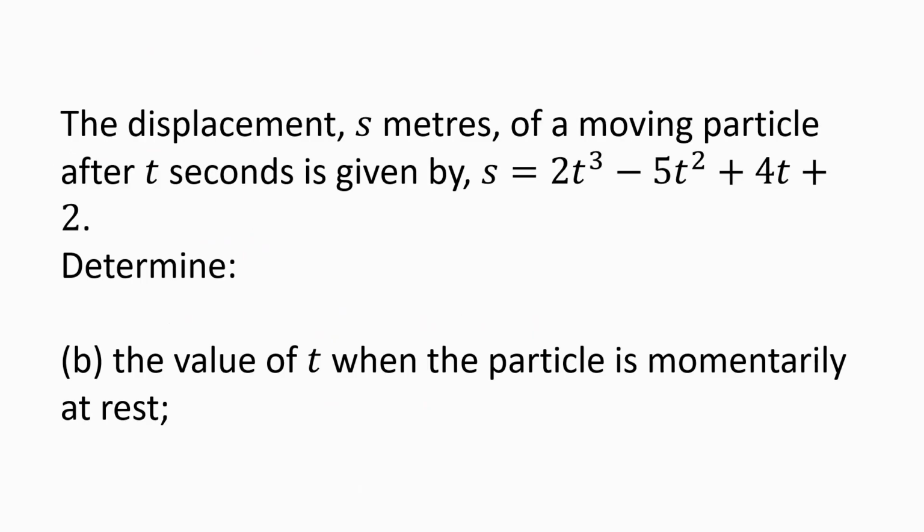Part B, determine the value of t when the particle is momentarily at rest. Remember, our velocity equation that we computed in part A was v is equal to 6t squared minus 10t plus 4. At rest, the particle is not moving, therefore v is equal to 0. So we can equate the velocity equation to 0. We have 6t squared minus 10t plus 4 is equal to 0.